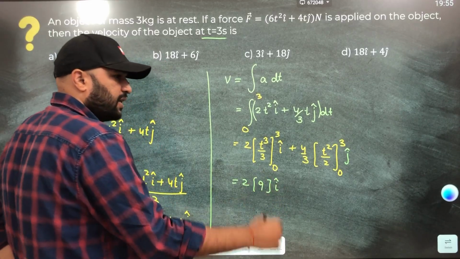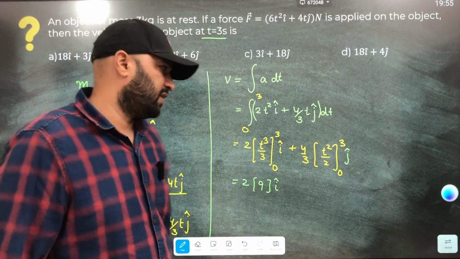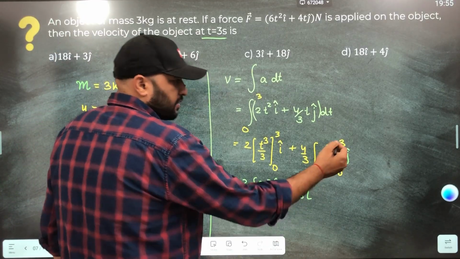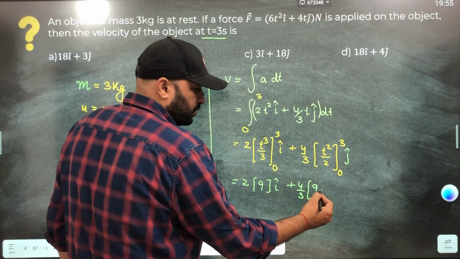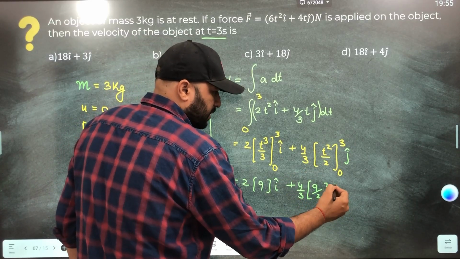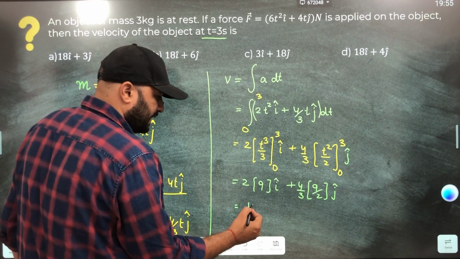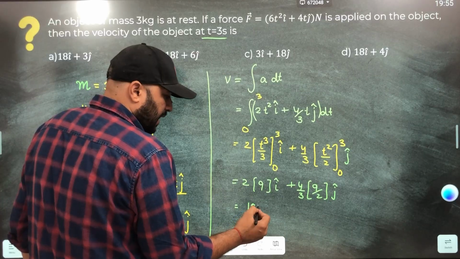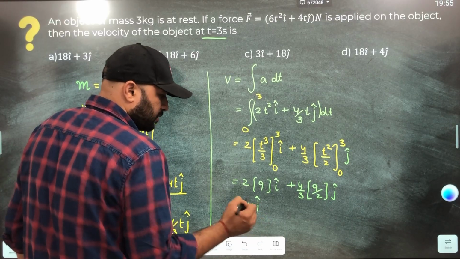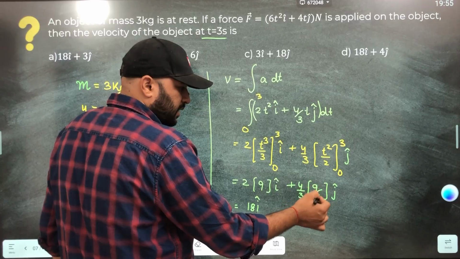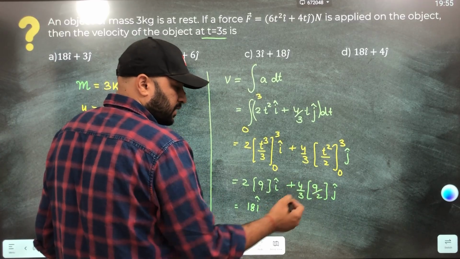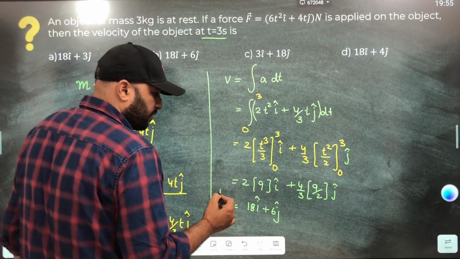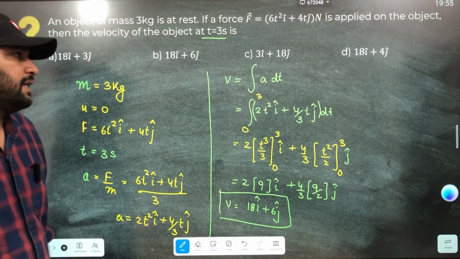I'm not explaining this part. We have already done many problems in the previous lectures, right? Plus 4 by 3, 3 threes are 9. So 9 by 2 minus 0 by 2 j cap. Let's simplify it further. 2 nines are 18 i cap, oh sorry, i cap, not j cap. So 18 i cap, and 4 by 3 into 9 by 2, 2 threes are 6 j cap. That's our velocity for this particular particle at t equal to 3 seconds.